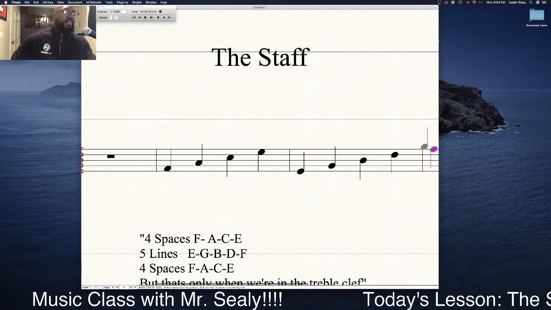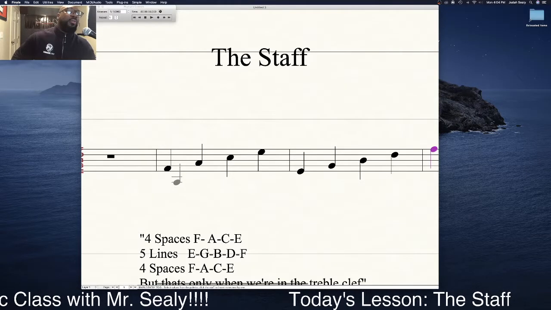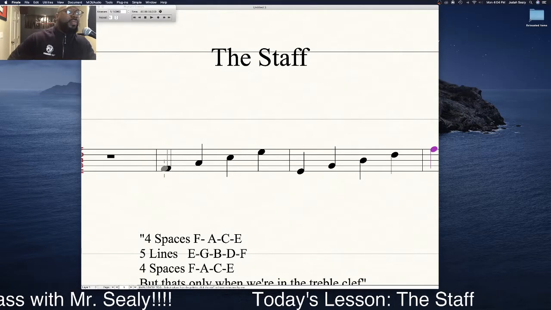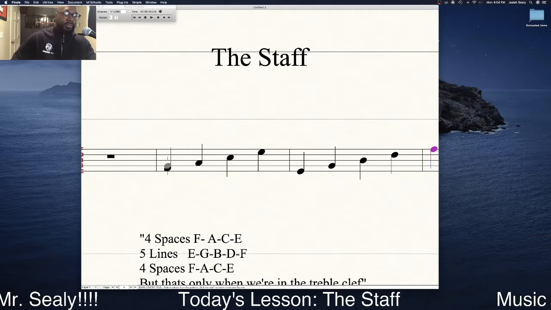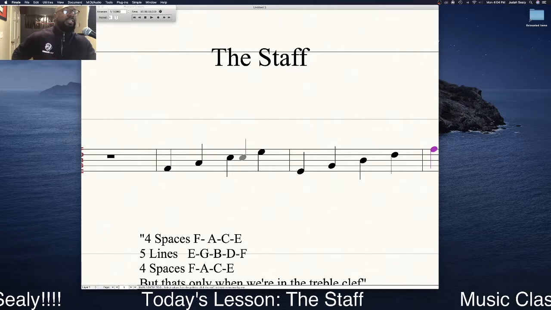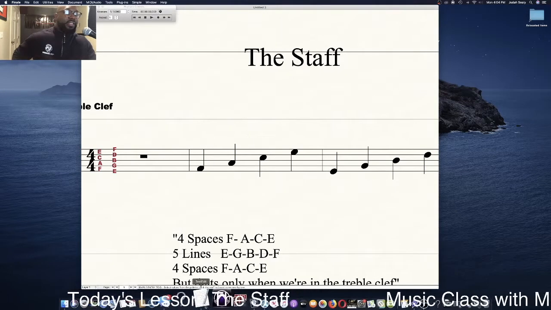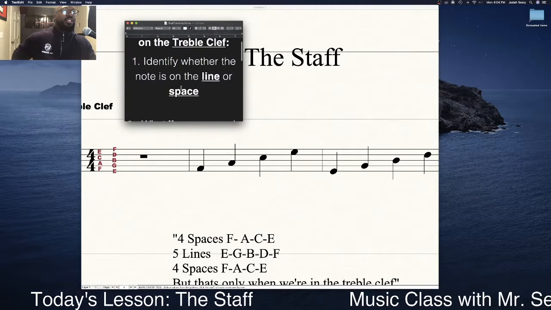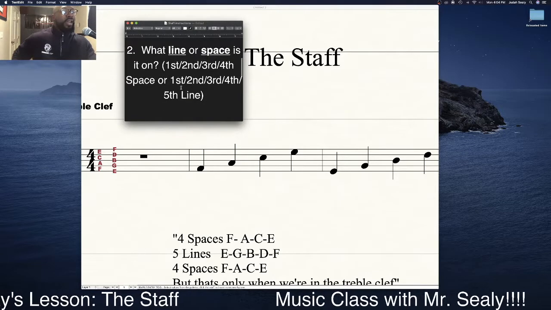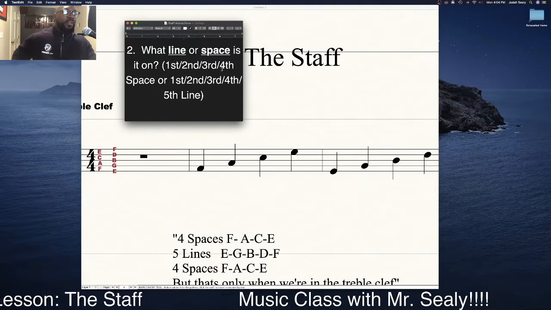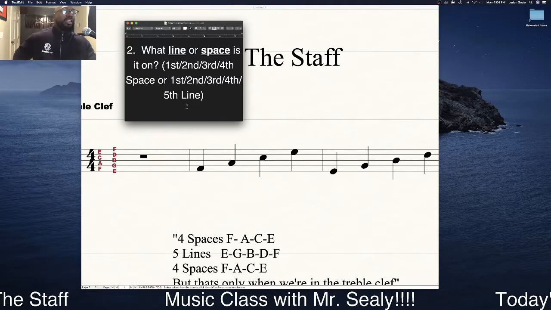These are the notes that are on the staff. Now, there are notes that are way up here, and notes that are way down here. But we're only going to focus on the notes that are on the staff, not below or above. We'll learn about those later. So we need to identify whether the note is on the line or the space. That's our first instruction. Second, what line or space is it on? First, second, third, or fourth space, or first, second, third, fourth, or fifth line. So that's our second step.